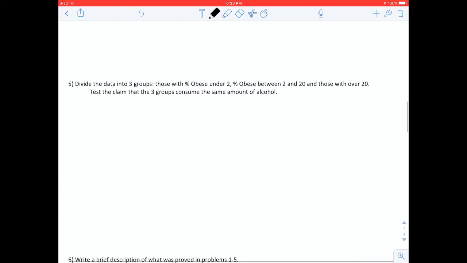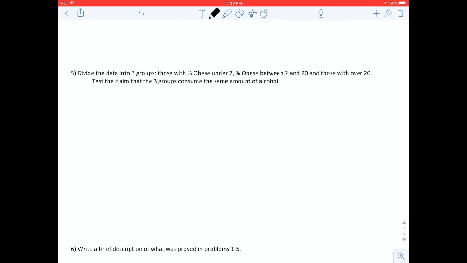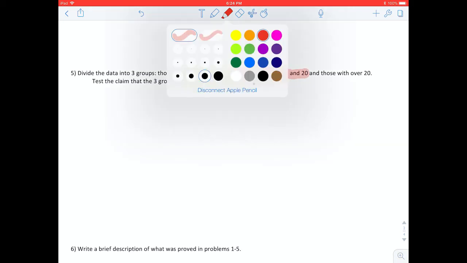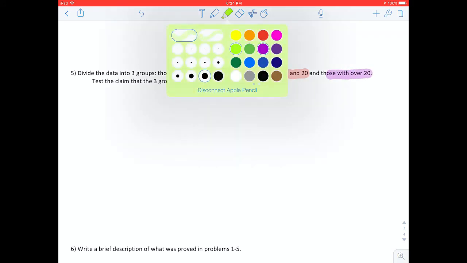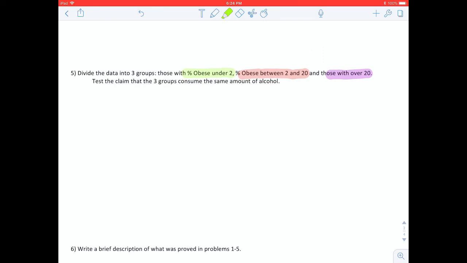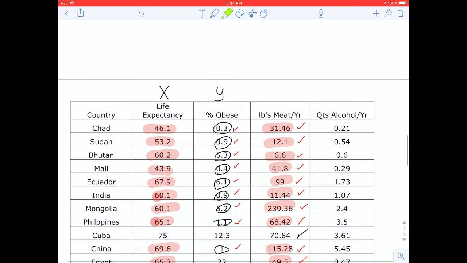And then for the last numerical problem, now what we need to do is highlight in green if their obesity is under 2, highlight in red if their obesity is between 2 and 20, and then highlight in this purple color if it's over 20. So first of all, with the green, that's going to be obesity under 2.